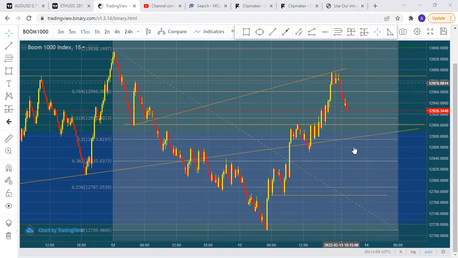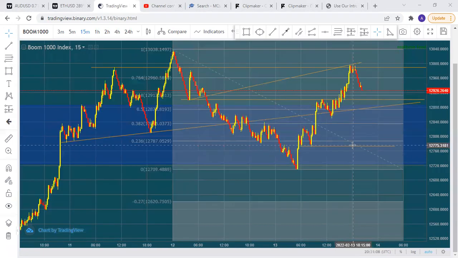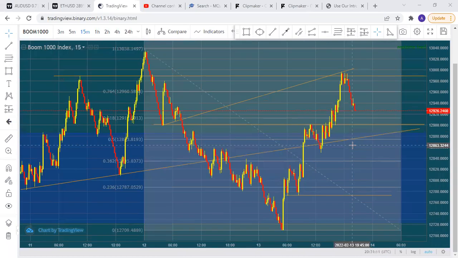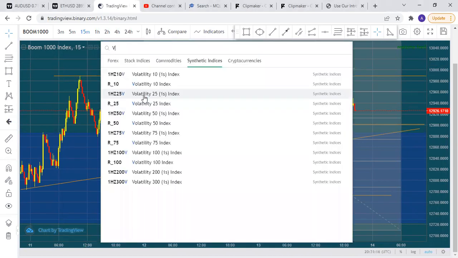All right, I think this was a setup that I dropped in the group a couple of minutes ago. And as you can see, it's playing out amazingly well. It's playing out perfectly well. But let's look at V75.